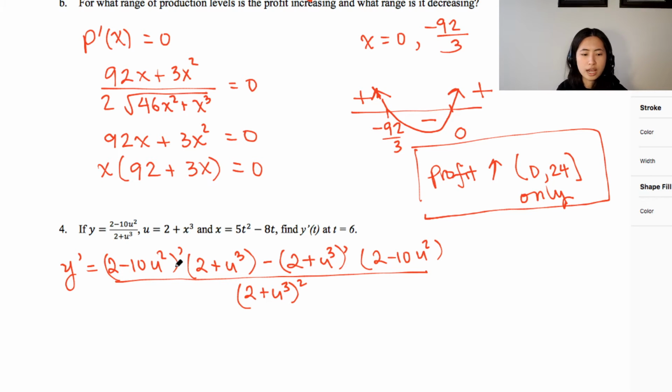From there, we can expand this, because we still need to take the derivative of 2 minus 10u squared and 2 plus u cubed, and you take the derivative of that.